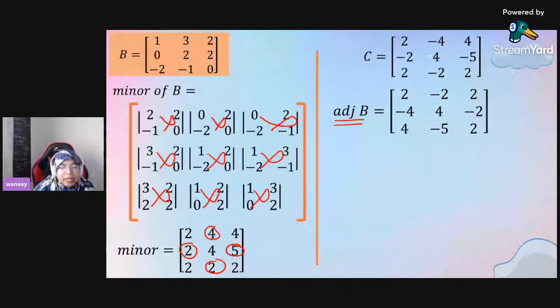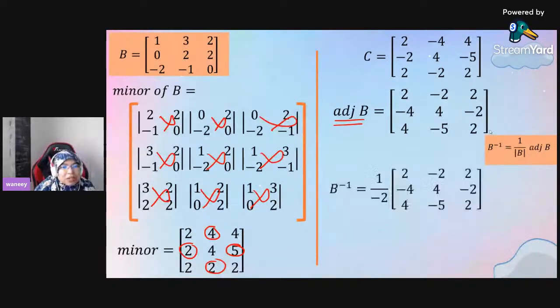Okay, so now let us go back to the formula for the B inverse. B inverse is 1 over the determinant of B times the adjoint of B. The determinant of B is equal to -2, as we found just now, and the adjoint is that matrix over there. So we are going to substitute into here.